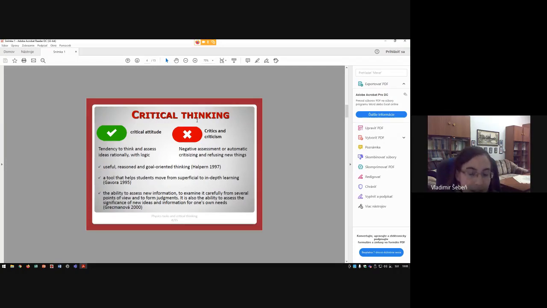Below this text, I have written some definitions from professional literature. They all state that critical thinking is goal-oriented, and it helps students to move from superficial learning to in-depth learning. This is the reason why we have focused our attention on critical thinking, because we want students to learn how to think, not how to memorize things.